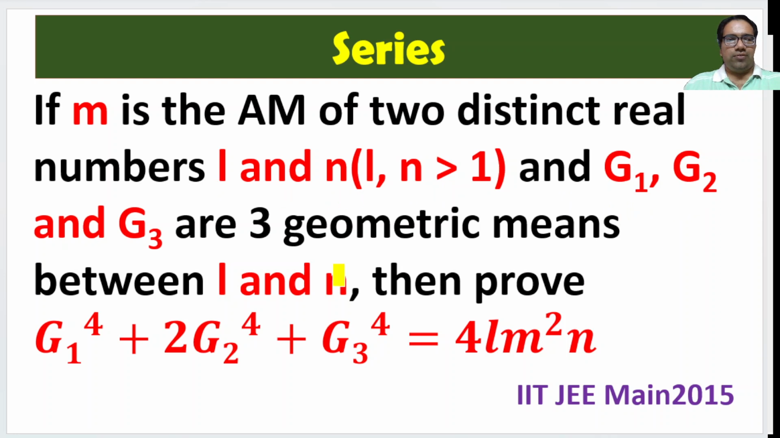And G1, G2, G3 are three geometric means between L and N. So between L and N there are G1, G2, G3. Then we have to prove that G1 power 4 plus 2G2 whole power 4 plus G3 power 4 is equal to 4 L M square N. M is the arithmetic mean, and L and N are the given numbers.